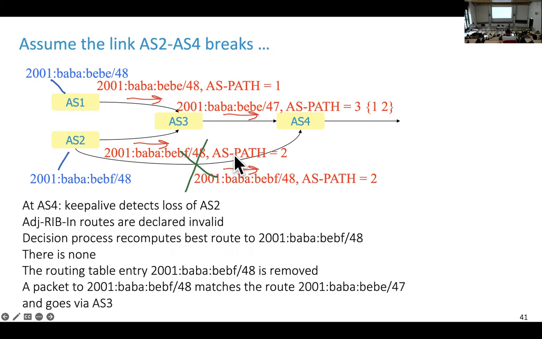So if this link was broken for some reason, AS4 will detect this loss over the keepalive process, and they will delete this row, and the path that the traffic will take now is the above one. So we will keep both, and yeah.